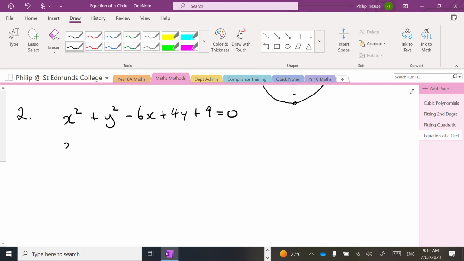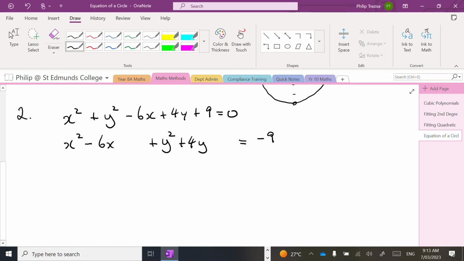I'll reorder the terms here. So I'll put the x squared and then the minus 6x. I'll leave a bit of room. I'll put the y squared. I'll put the plus 4y. I'll leave a little bit of room. And then I'll transpose that 9 to the other side of the equation. So this is starting to look a little bit like a quadratic here and another quadratic here.